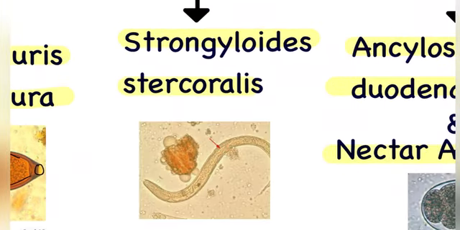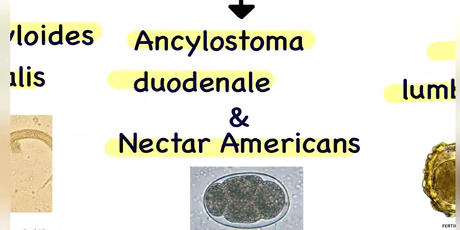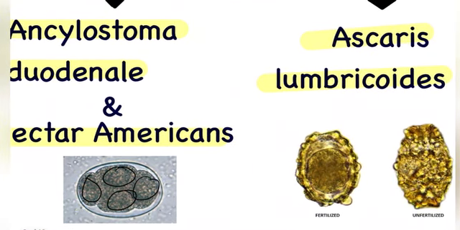This is the parasitic form of Strongyloides stercoralis. This is the egg of Ancylostoma duodenale, which has 4 blastomeres. And these are the fertilized and unfertilized eggs of Ascaris lumbricoides. So the fertilized egg has a thick shell which is absent in case of the unfertilized form.